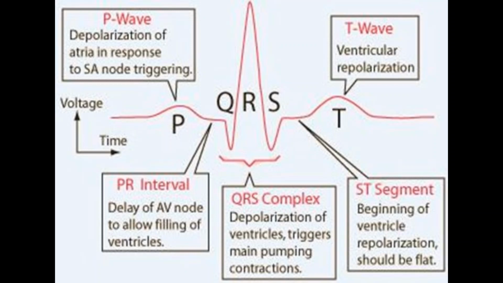We don't get to see the atrial repolarization. Remember, that occurs behind the QRS complex. The QRS complex is so large in magnitude that we really can't see atrial repolarization, okay? The S-T segment begins ventricle repolarization, and maximum ventricle repolarization occurs at the T wave, okay? All right, so that's a pretty good image right there.